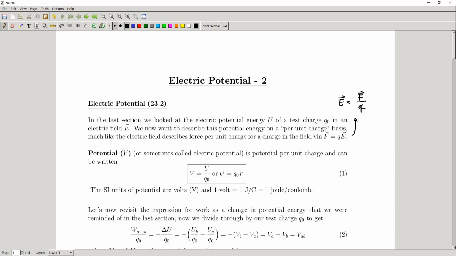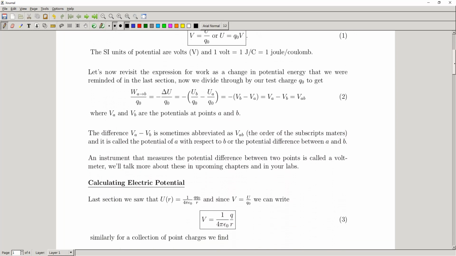Okay. And so the SI units for this potential are going to be volts. Okay, and 1 volt is just 1 joule per coulomb. Okay, so those are the SI units that we're going to work with. Let me scroll down a little bit here.